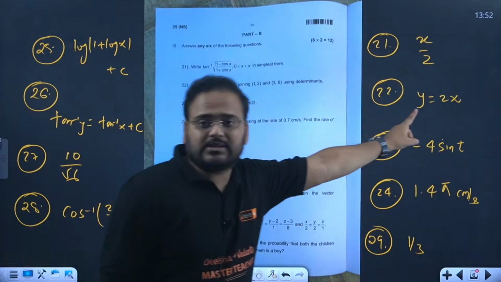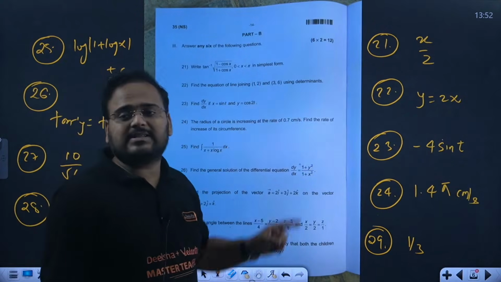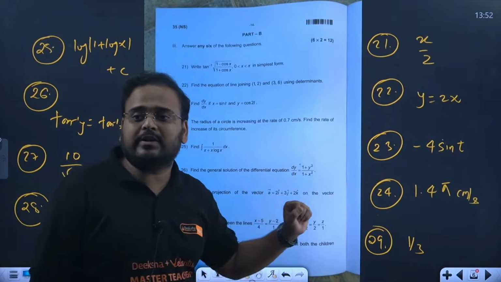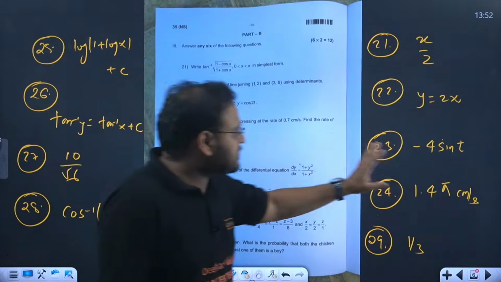Second question will be from here. Answer is y equal to 2x. Simply take the missing value as x comma y and find the determinant of that. You'll get the equation as 2x minus y, or y equal to 2x. 23 minus 4 sin t.